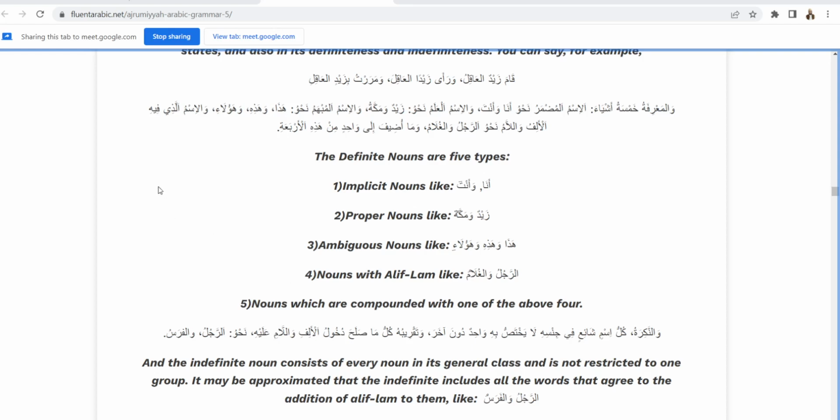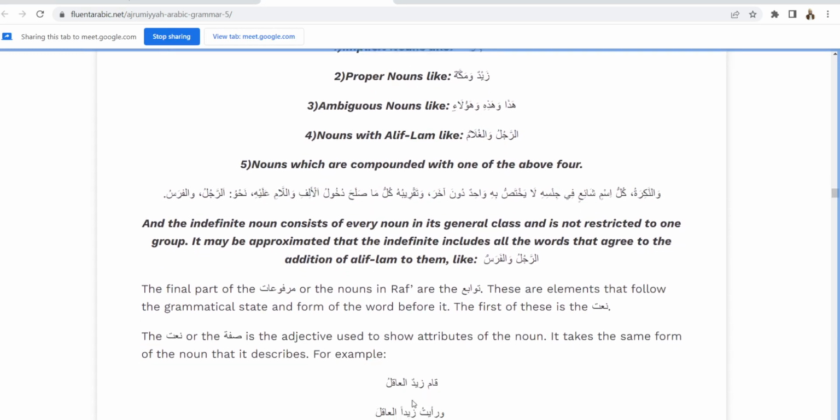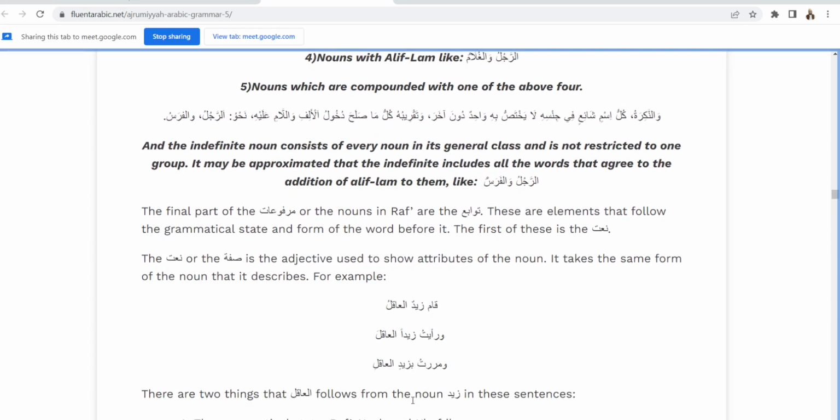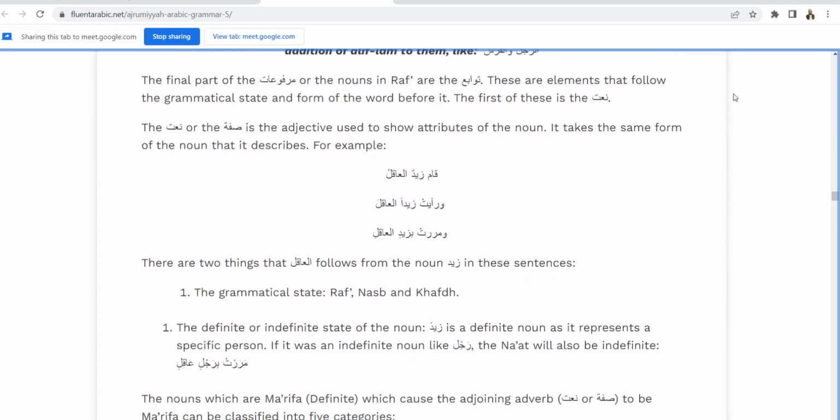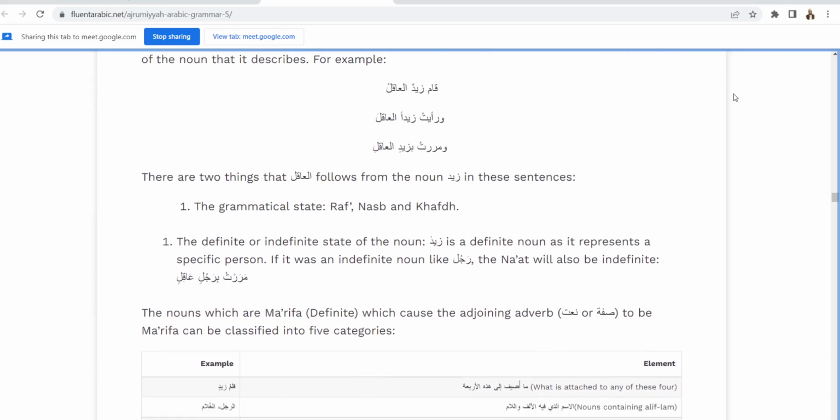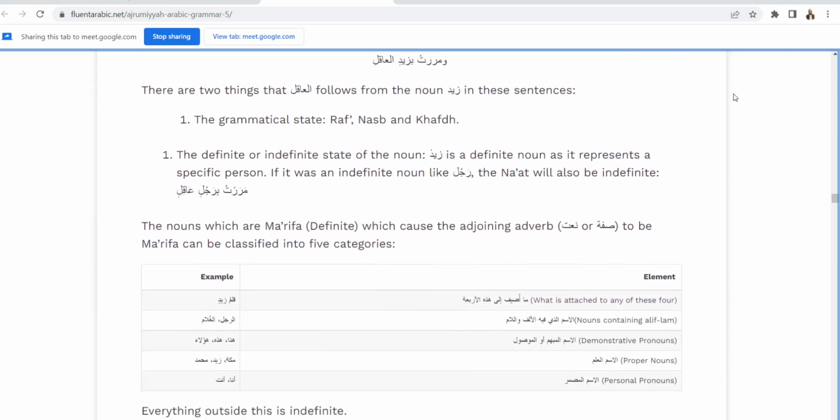So the definite nouns are 5 types. Number 1, implicit nouns like ana wa anta. Number 2, proper nouns like zaydun wa makkatu. Number 3, ambiguous nouns like hadha wa hadhihi wa ha'ula'i. Number 4, nouns with alif lam like ar-rajulu wal-ghulamu. Number 5, nouns which are compounded with one of the above 4.